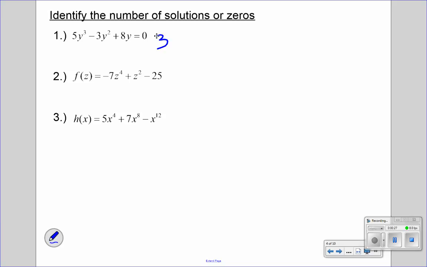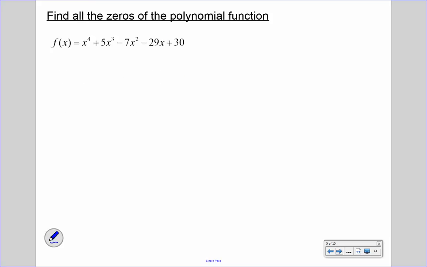For number 2, the highest degree is 4, so you'll get 4 zeros. And number 3, the highest degree is 12, so you'll be getting 12 zeros. Also, these zeros can include positive numbers, negative numbers, and also imaginary numbers. So we're going to think about that while we do these. All right, so once again, we're finding all the zeros of the polynomial function.